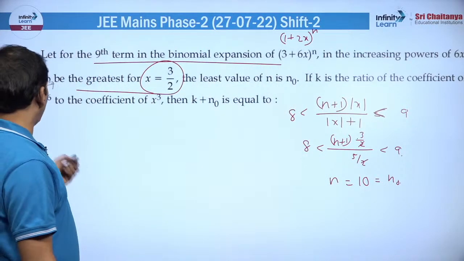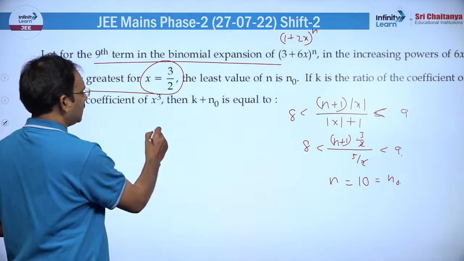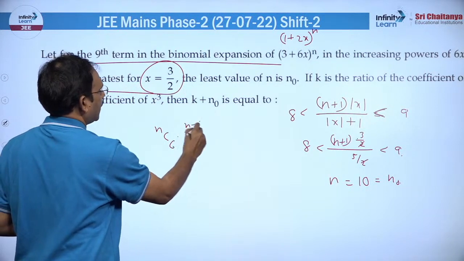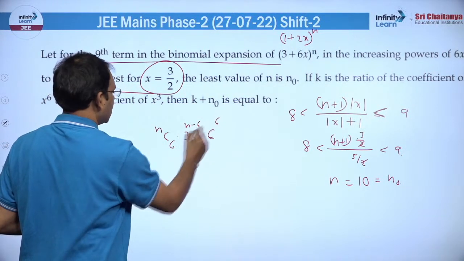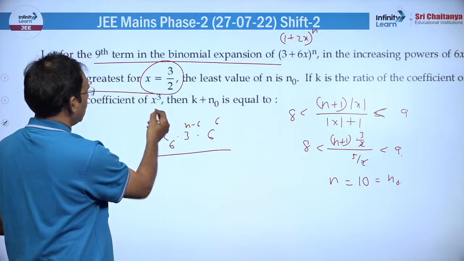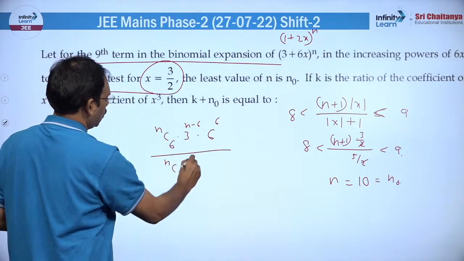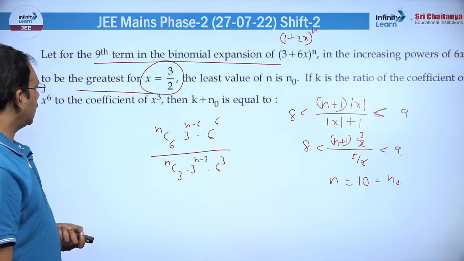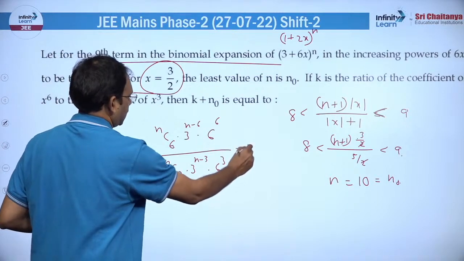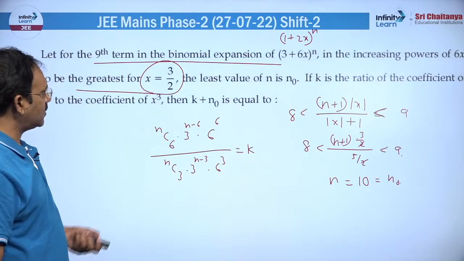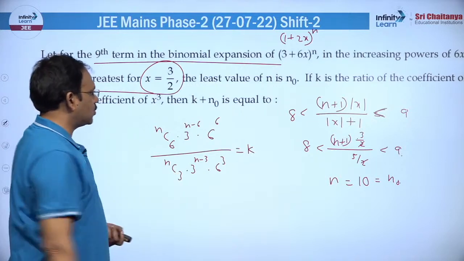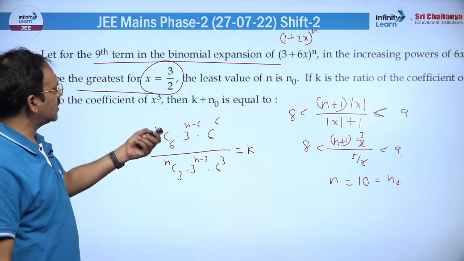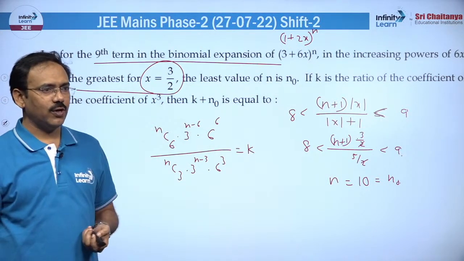And k is the ratio of coefficient of x power 6, x power 6 means, you see, nC6 into 3 to the power of n minus 6 into 6 to the power of 6, by the coefficient of x cube, means nC3 into 3 to the power of n minus 3 into 6 cube. This is going to be, he named it as k. Yes, you know n value, my dear friends. So, you just simplify these two. So, you are going to get the value of k even. Okay. So, you can just find k plus n naught value you are going to get, my dear friends.